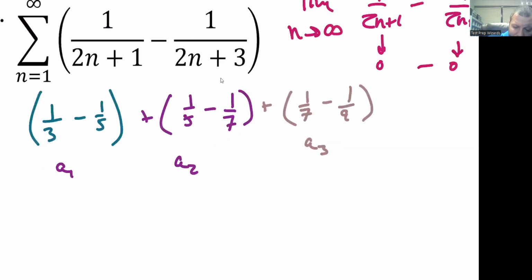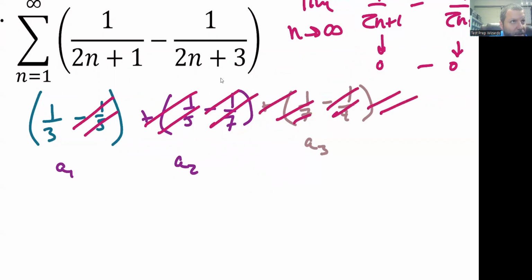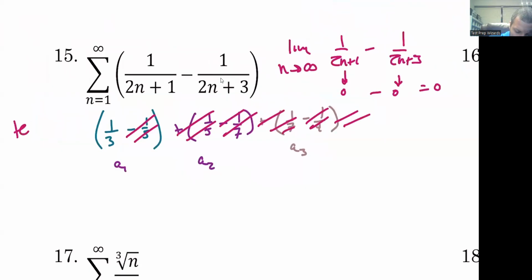Huh. So look at what's happening here. All right, so this 1/5 and this 1/5 cancel. This negative 1/7 and that 1/7 are going to cancel, right? This negative 1/9 and the 1/9 in the next one are going to cancel, right? So what we have here is a telescoping series.